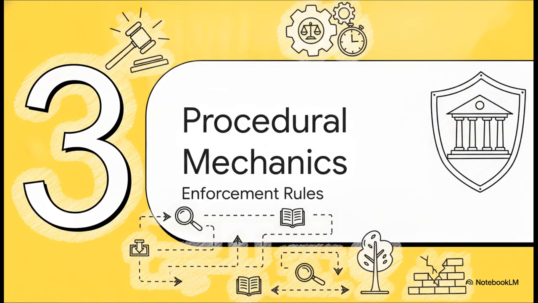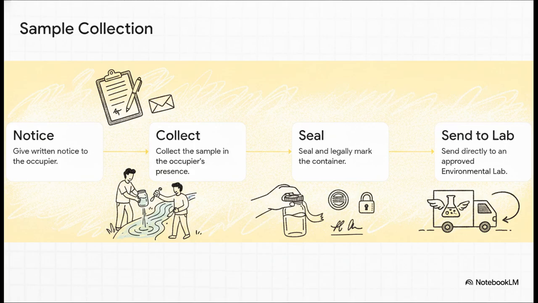Okay, Section 3, Procedural Mechanics and Enforcement. Basically, the how. Listen, examiners absolutely love testing Section 21 of the Water Act, which covers the power to take samples. Because here's the catch: if these four specific procedural steps for sample collection are not strictly followed, the results are legally inadmissible in court.